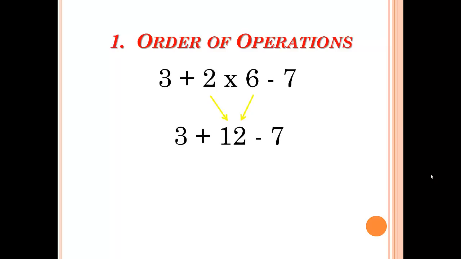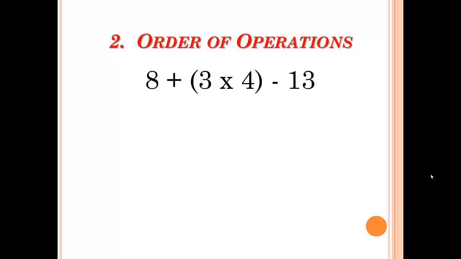Our last step in the order of operations is to do addition and subtraction from left to right. So we need to start on the left-hand side because all we have left is addition and subtraction. Our addition problem comes first left to right, so we'll do our addition problem. 3 plus 12, and 3 plus 12 is 15. So now we have 15 minus 7, and 15 minus 7 equals 8.